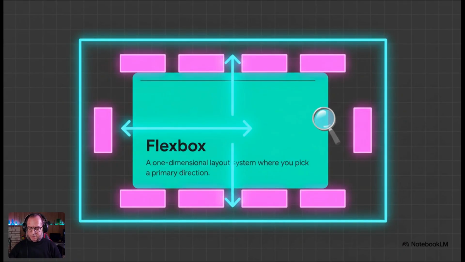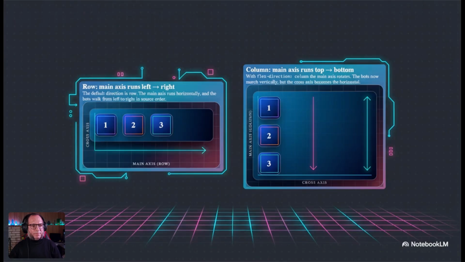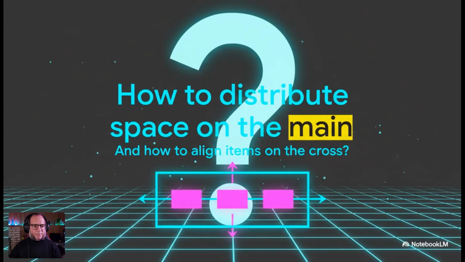You just pick one primary direction. That's it. Everything else, that's the cross-axis. It just kind of comes along for the ride. So if your main axis is horizontal, the cross axis is vertical. You spin one, the other follows. Flexbox is always asking two things: where does stuff go on the main axis and on the cross axis?